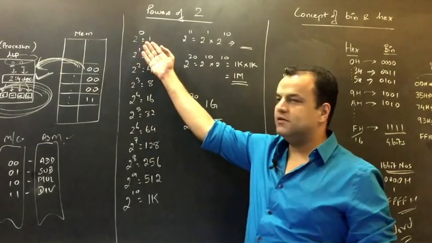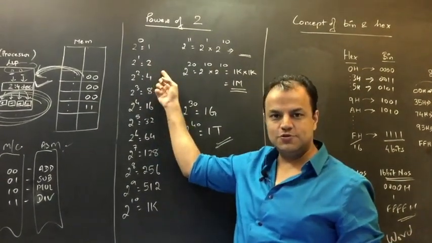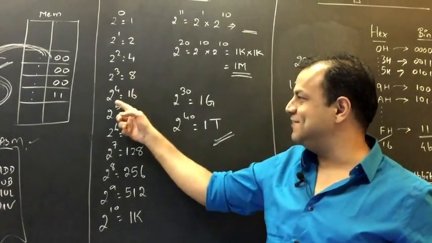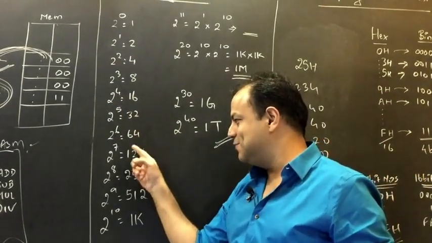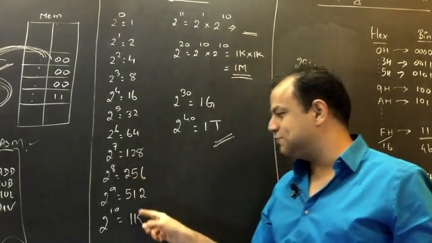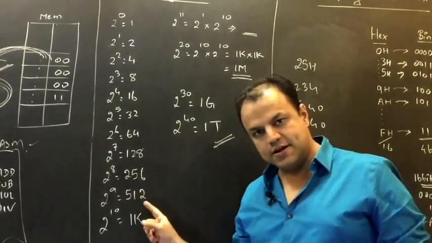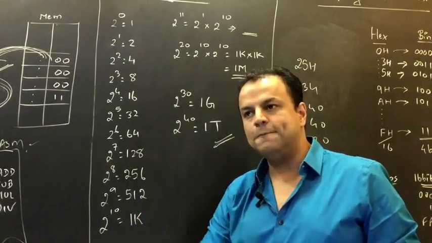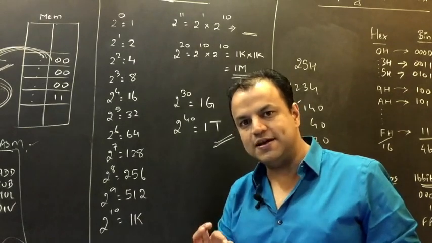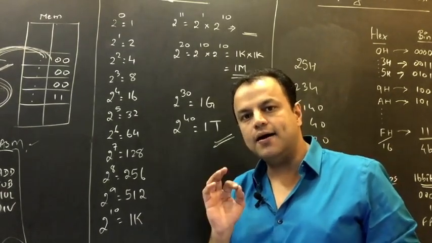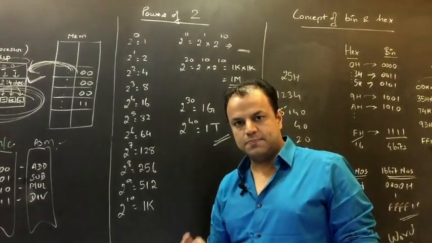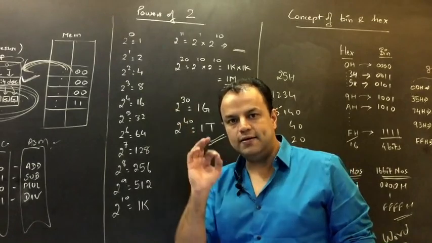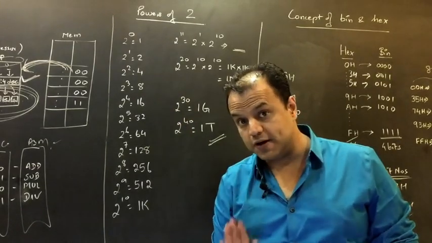So let's look at the basic powers. 2 raised to 0 is 1. 2 raised to 1 is 2, 2 raised to 2 is 4, just keep multiplying by 2, it's not rocket science. 2 raised to 3 is 8, 2 raised to 4 is 16, 32, 64, 2 raised to 7 is 128, 256, 512. 2 raised to 9 is 512, 2 raised to 10 obviously is 1024. 1024 in our subject is called 1K, a kilo. A kilo in microprocessors or in computers is not exactly 1000. It is 2 to the power 10, that is 1024. Are you so far clear?